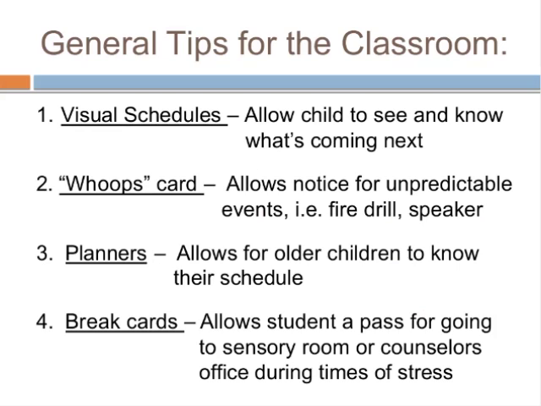So let's talk some general tips for the classroom. And I'm going to go over these. I'm going to show you examples of these in the next few slides. But number one, visual schedules. A lot of you probably already have these, especially for younger children. These are posted in the front of the classroom, and they allow the child to see and know what's coming next. So again, children with autism have a lot of anxiety, and they do better with organization and routine. And so it reduces anxiety for them to see what their day is going to look like every day.